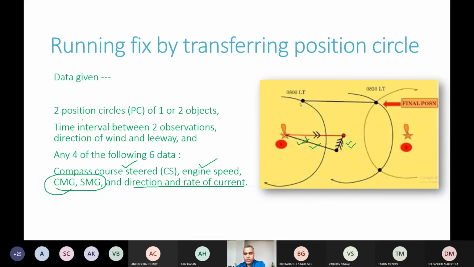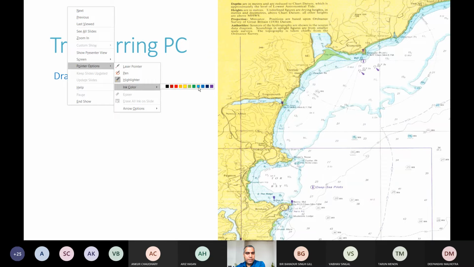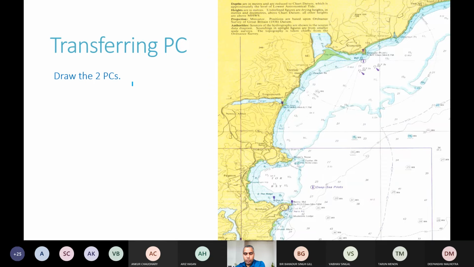So let us see now how do we apply this data on the chart and transfer the position circle. So we have reached in this area. First thing which we have to do is drawing the two position circles. Let me pick up the highlighter. So we draw the two position circles.